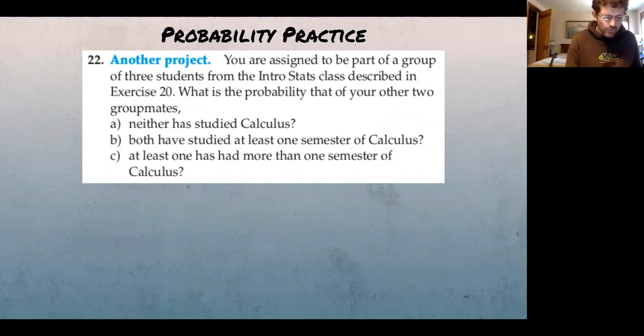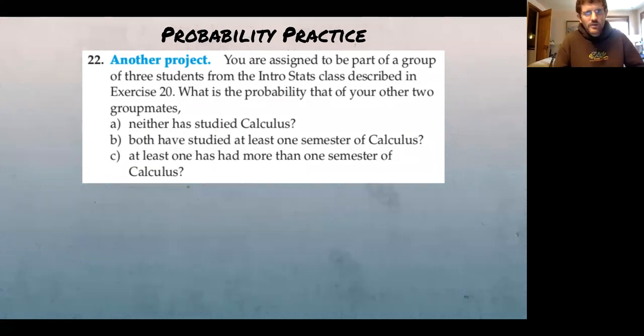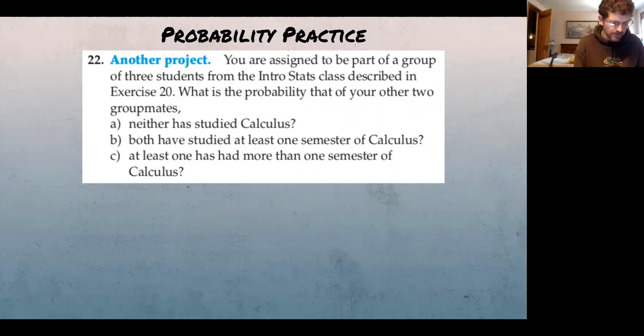All right, at least one has had more than 1 semester of calculus. I want to think about this the other way. What is the opposite of this? The opposite of at least one having studied more than 1 semester of college is that both of them have had 1 or less. So the opposite, the inverse, is that both have studied 0 or 1 semesters.